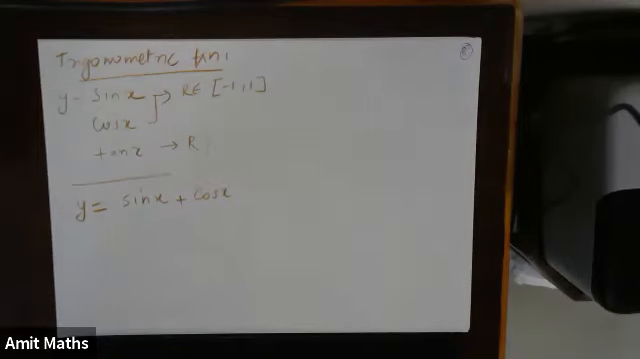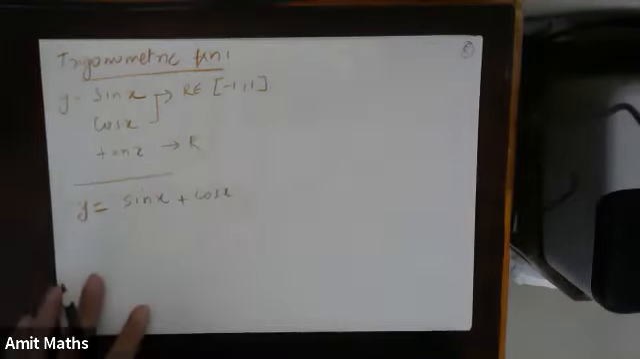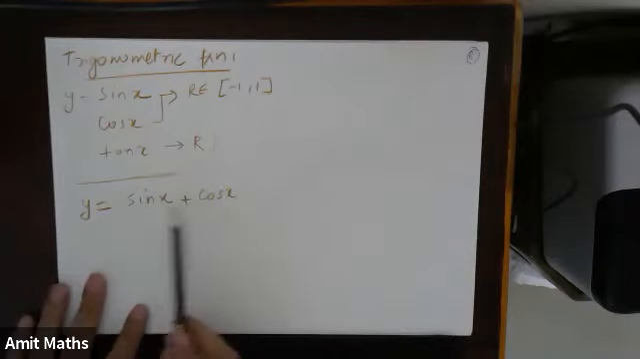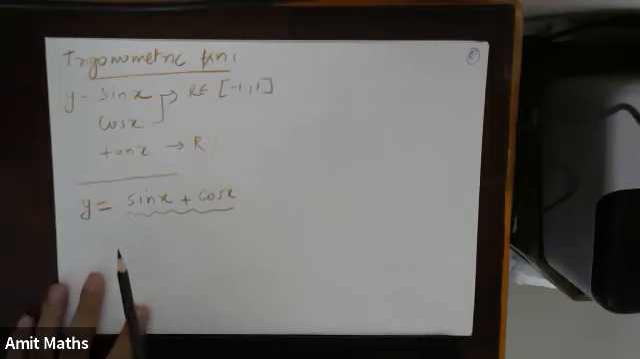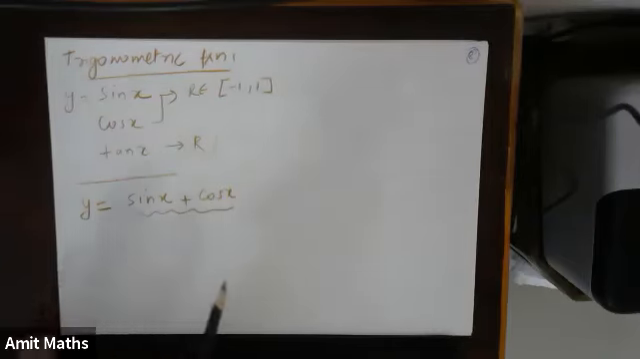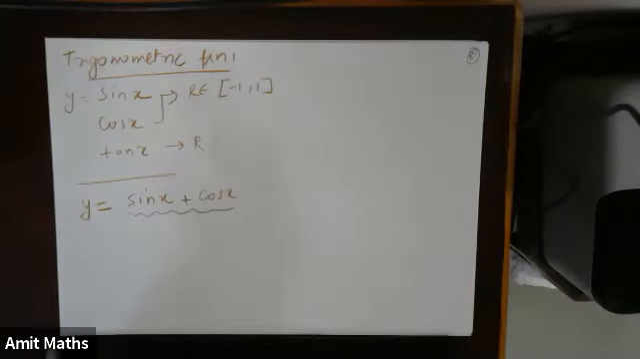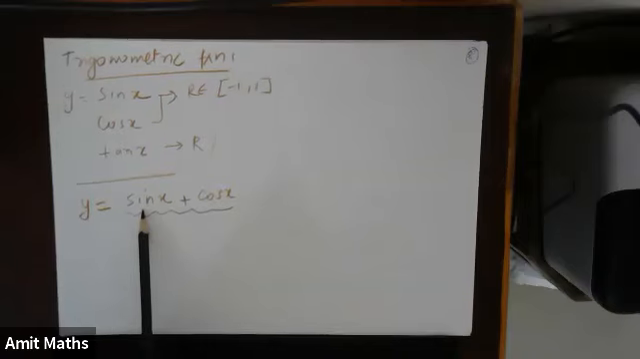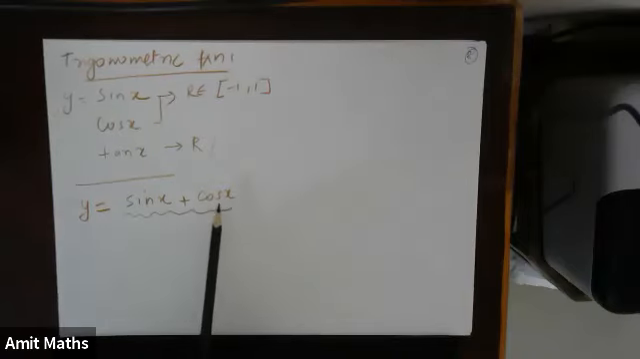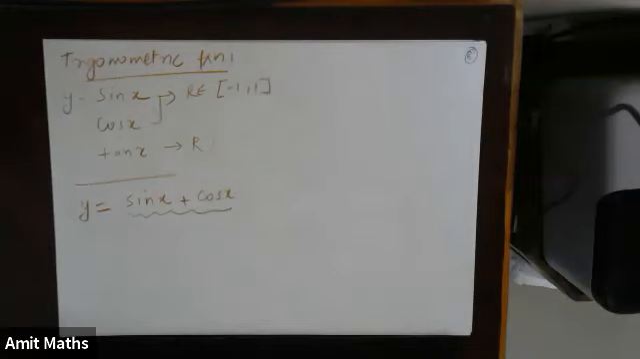Okay, let's see. The problem with this is that it is not only one trigonometric identity. These are two trigonometric identities which are added up. Now we cannot simply find the range of each individually and take the intersection, because that will not give us the correct answer.